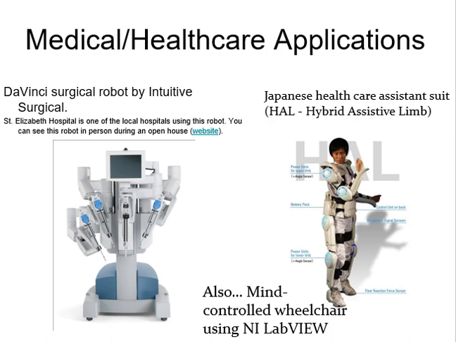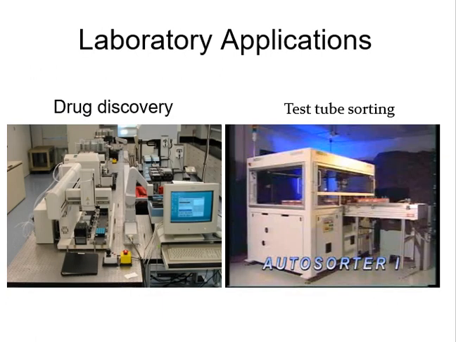And then let's see the application of robots in medical and healthcare. A Japanese healthcare assistant suit. This is one kind of robotic application. This is the representation of that. And then let us see the application of a robot in the laboratory. Robots are used in drug discovery. This is a representation, and it is used in test tube sorting also.